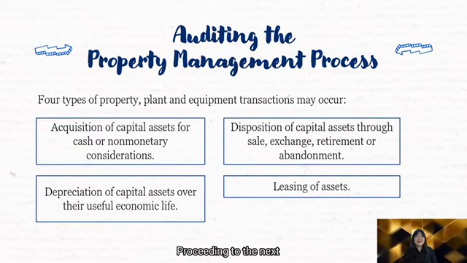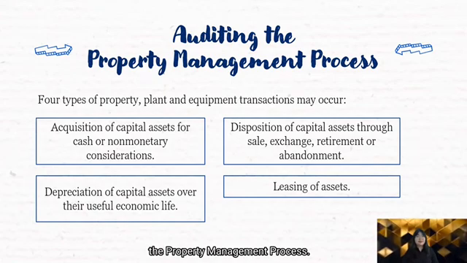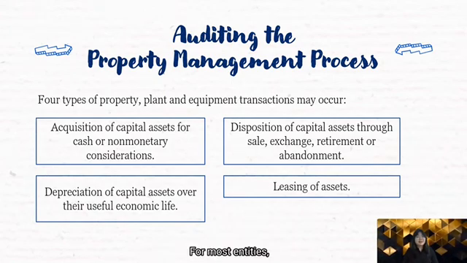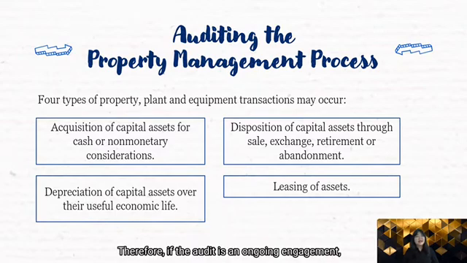Proceeding to the next subtopic, auditing the property management process. For most entities, property, plant, and equipment refers to the amount of material in the financial statements. Therefore, if the audit is an ongoing engagement, the auditor is only required to focus on current year's activity because the assets acquired in the earlier year were subject to the audit procedure at the time of acquisition.